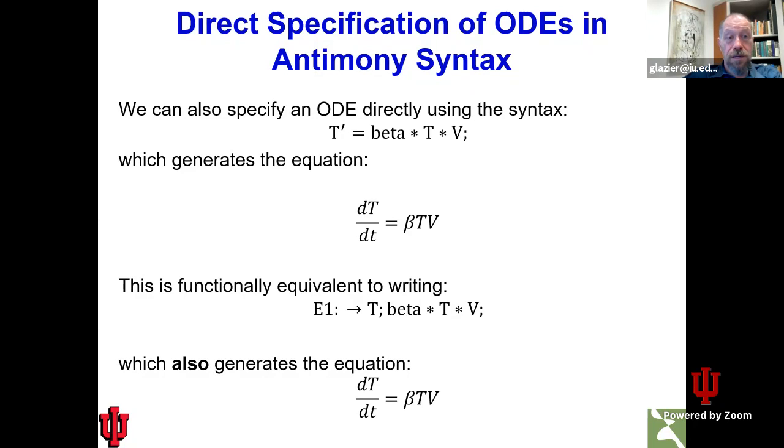If I don't like that syntax and I really want it to look like an ODE, I can always write T apostrophe equals beta times T times V. And that's also dT by dt equals beta T V. So I could write nothing arrow T, semicolon beta times T times V. That would be equivalent. Your choice. Syntactically, I wonder a little bit why it uses an equal sign instead of a semicolon. It seems to me it would be more consistent with a semicolon, but that's the language. So this would be an equivalent way of writing it.